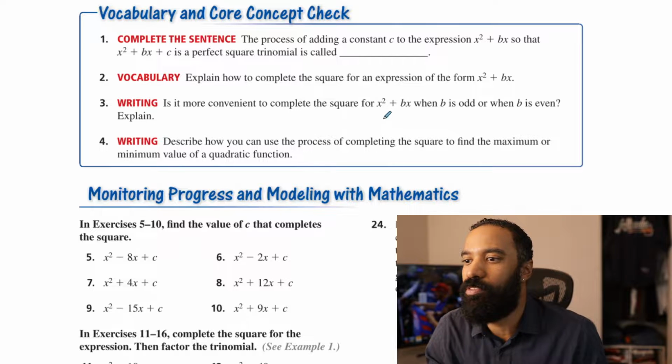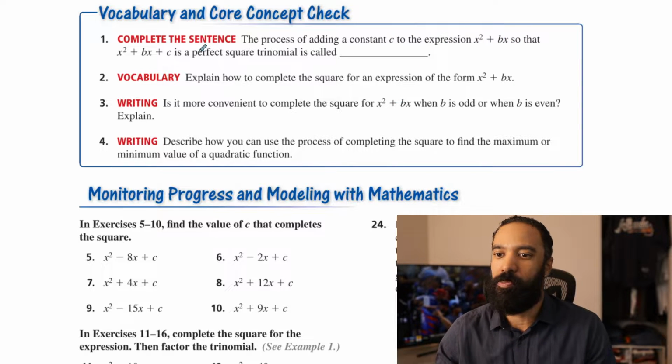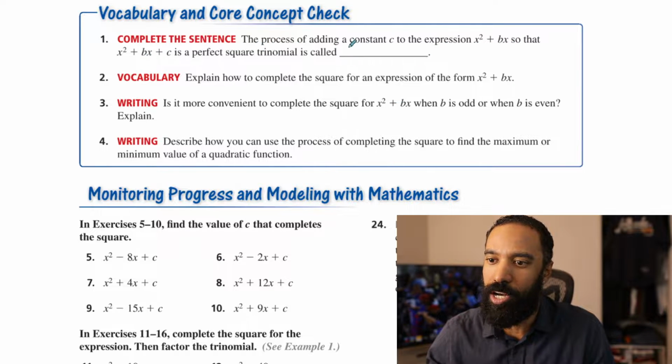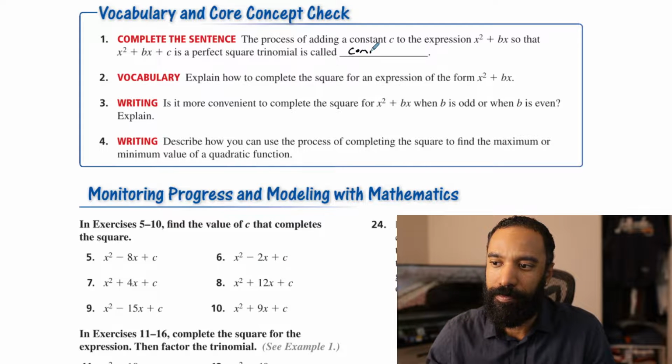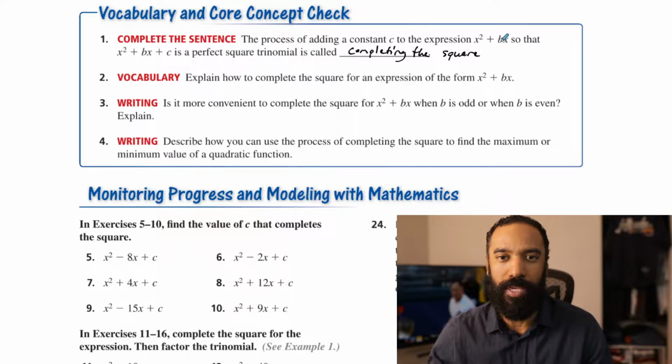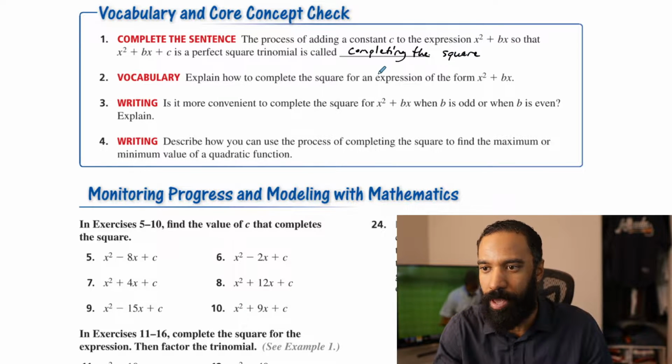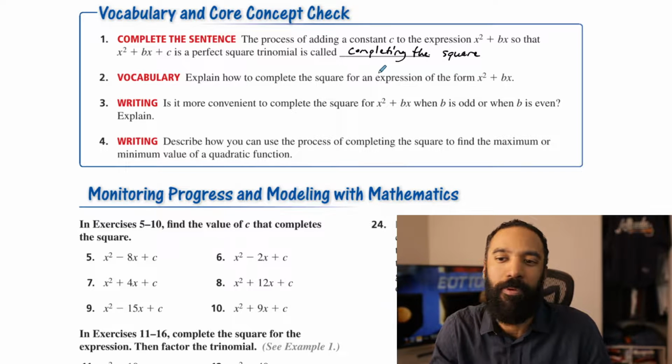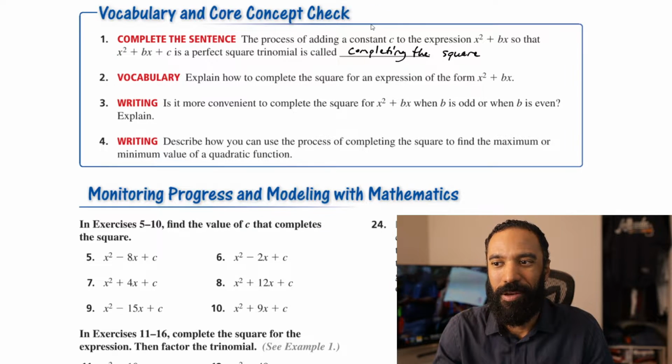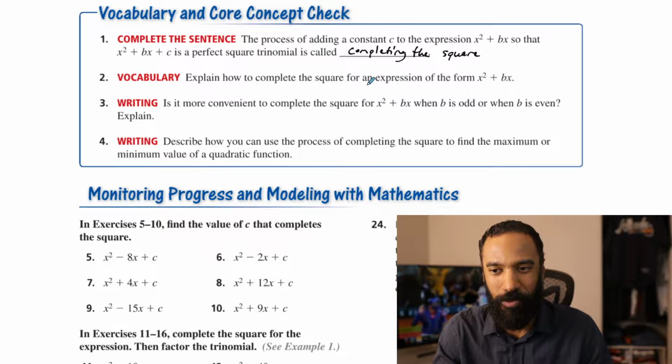Complete the sentence. The process of adding a constant c to the expression x squared plus bx so that x squared plus bx plus c is a perfect square trinomial is called completing the square. We want to find that constant that creates a perfect square trinomial so we can factor it down. That is the completing the square method. And I know people are opposed to it, but it's the way of solving any kind of equation.